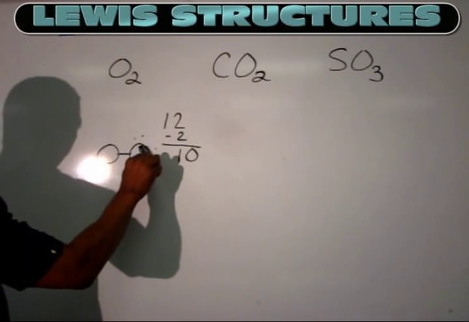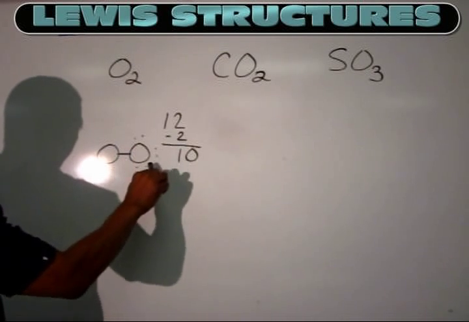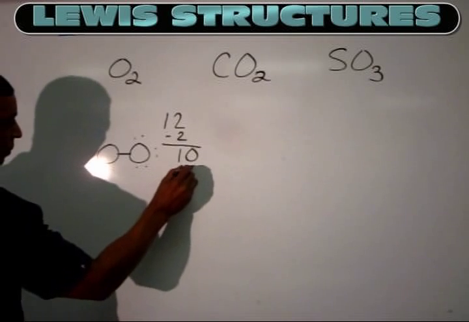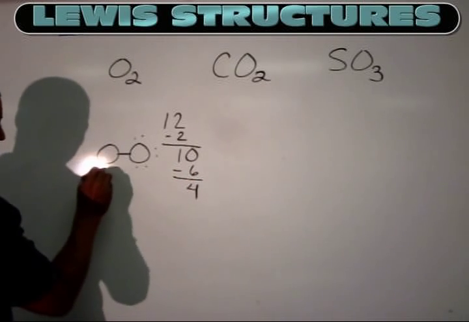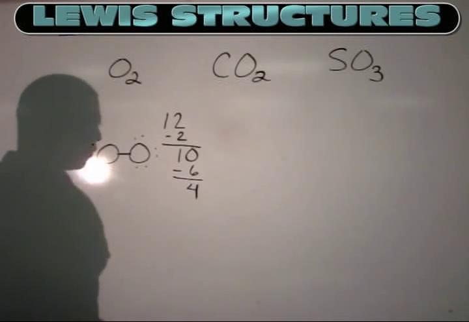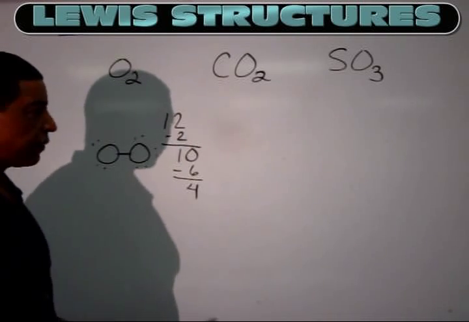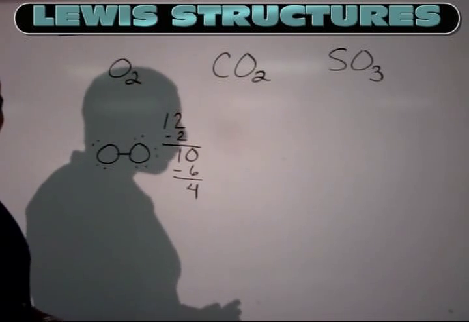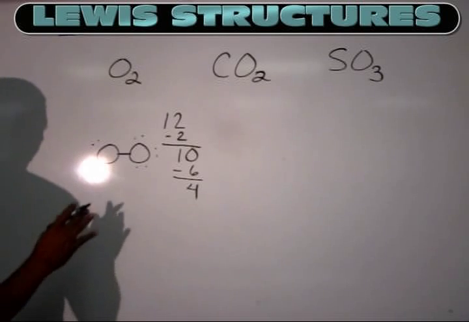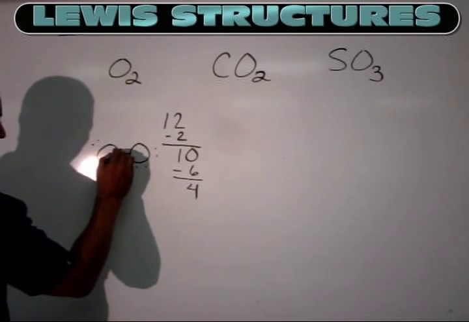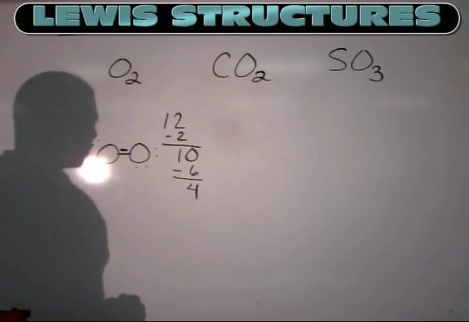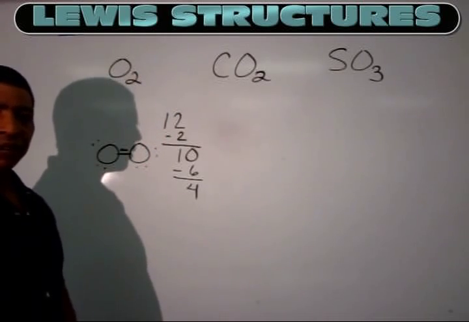After providing the atom on the right with six dots, four dots remain. This clearly does not create an octet for each atom. Therefore, to complete the octet, a double bond may be drawn between the two oxygen atoms to complete an octet for both.